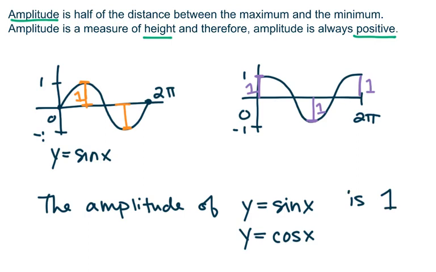Now, of course, we know that graphs can have transformations. If I put a 3 in front of this sine, that would make my sine graph 3 times as tall and the amplitude would change. But this is my parent function. So the amplitude of my basic sine and basic cosine function is going to be 1. One more topic. Let's talk about symmetry.